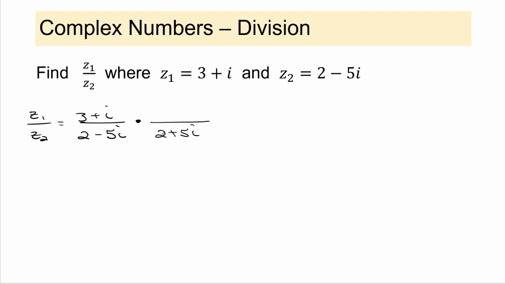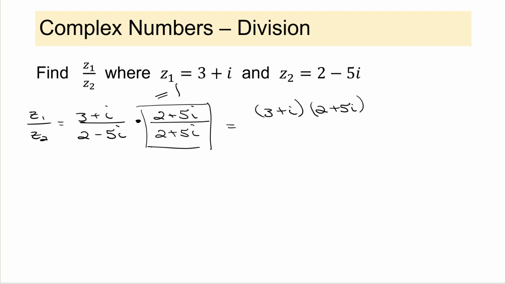All right, so can I just do that? No, because then I've changed the value of this. I have to multiply the numerator by the same thing, because what am I doing? All I'm doing is I'm multiplying my 3 plus i over 2 minus 5i by 1. So I'm not changing anything except for the form. So let's clean this up a little bit. I'm multiplying fractions. So I multiply the numerators and I multiply the denominators.